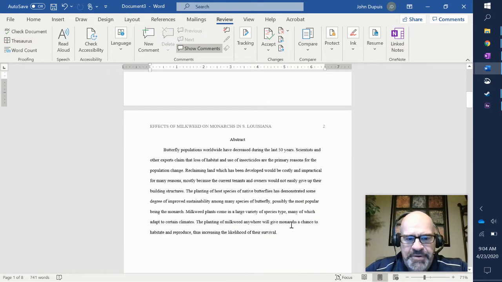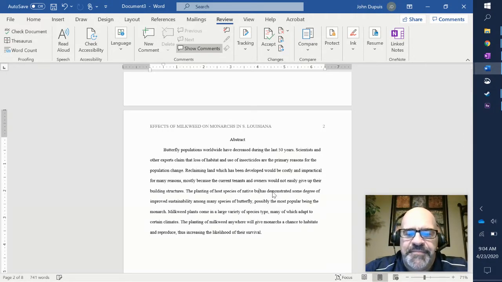Okay, abstract. Butterfly populations worldwide have decreased during the last 50 years. Scientists and other experts claim that loss of habitat and use of insecticides are the primary reasons for the population change. Reclaiming land which has been developed would be costly and impractical for many reasons, mostly because the current tenants and owners would not easily give up their building structures. The planting of host species of native butterflies has demonstrated, you don't plant butterflies, of native milkweeds. See, that's why you always proof. Feed plants. Now I'm at 126 words.